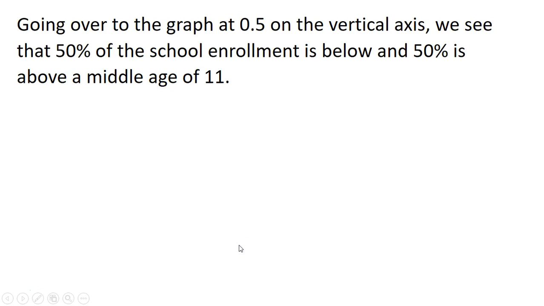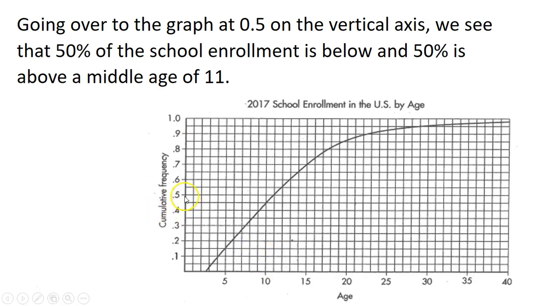Going over to the graph at 50% on the vertical axis, we see that 50% of the school enrollment is below right here. Here's 50, right there. Age looks like 11, right? So exactly 50% is at 11. That's the middle, the middle age of people who are enrolled in schools in the U.S.